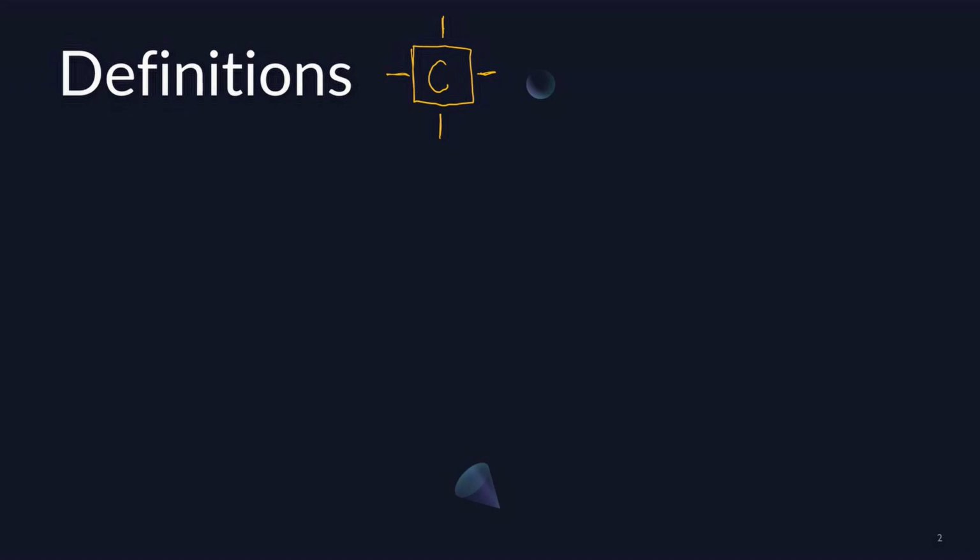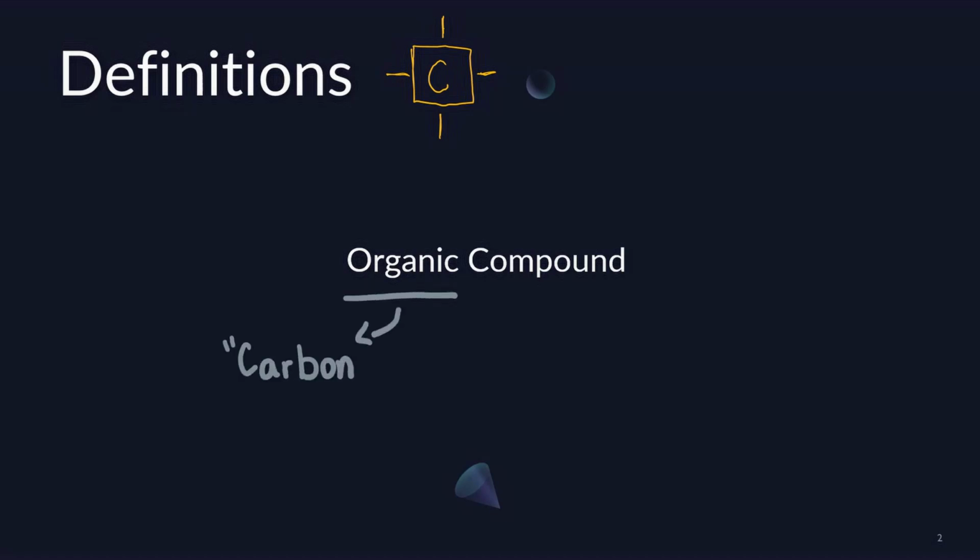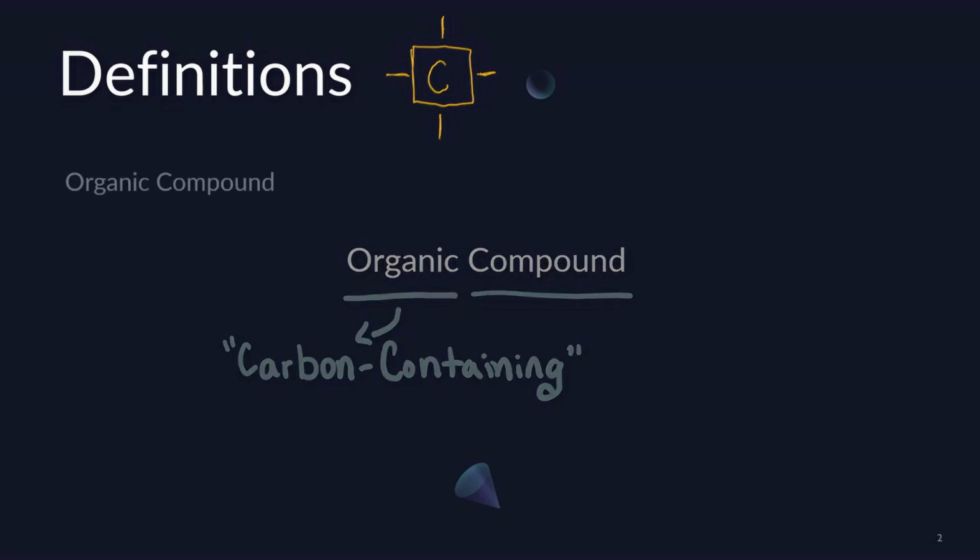The first term you will likely hear a lot in subsequent biology and chemistry courses is organic compound. In science, organic simply means carbon containing, or something that contains carbon. And compound just means compound. So when you hear someone say organic compound, they're simply just referring to a compound that has carbon in it.